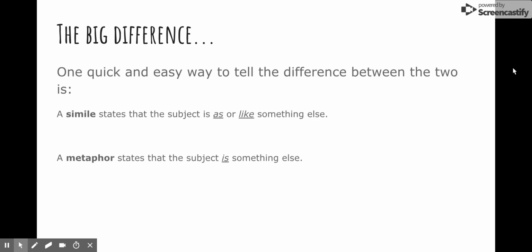And a metaphor states that the subject is something else. So then it could say the waves were a tsunami. That doesn't mean that they were a tsunami, but that could still mean that they were really big waves.